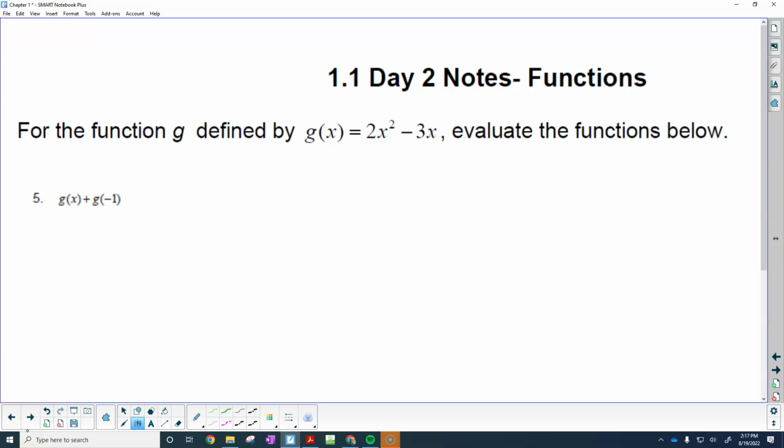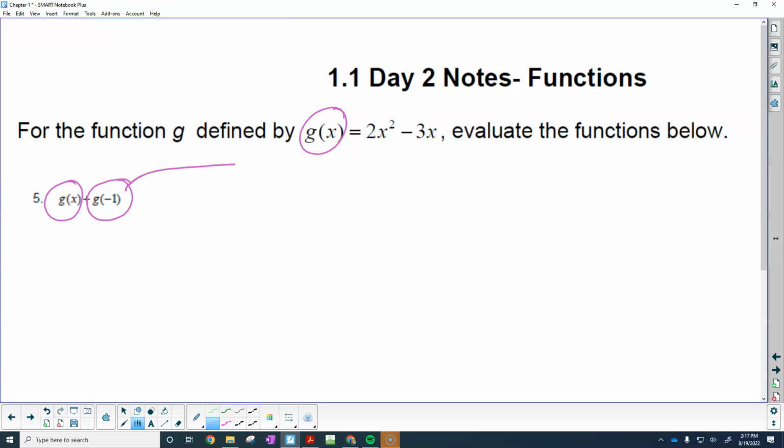So for this next one here, we are just going to do function operations. We're just adding. So what we're going to do is, that's the original. See how they match exactly? You just take the original and you're going to add it to whatever you get when you plug in a -1. So what I'm going to do first is plug in the -1, and then add it to the original function.